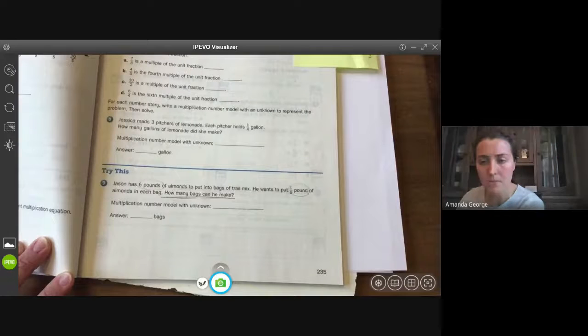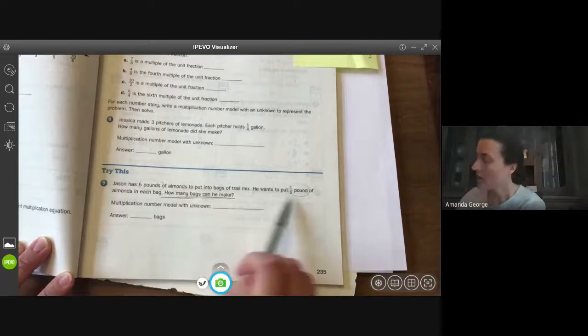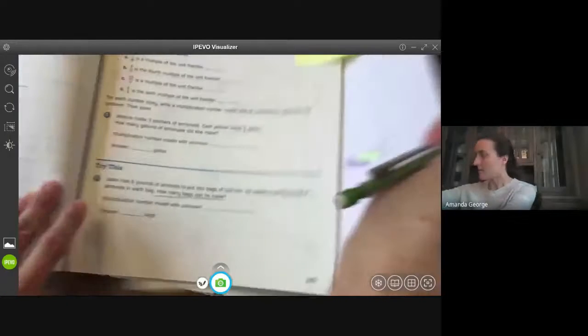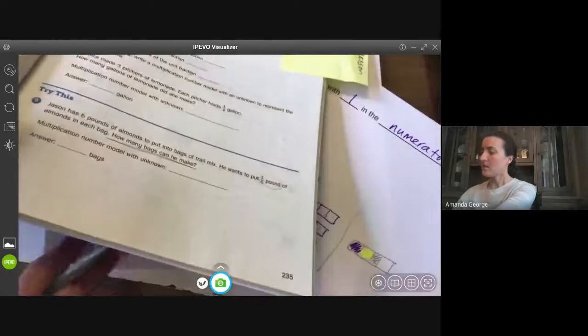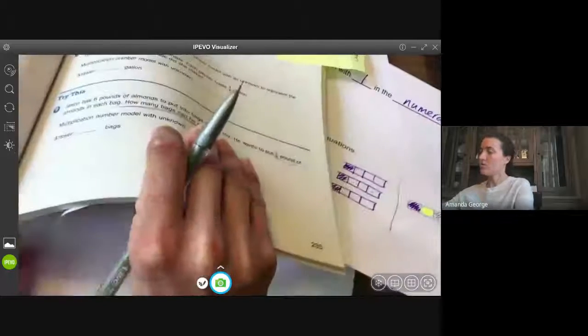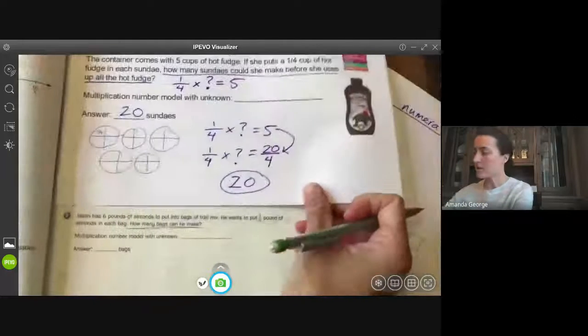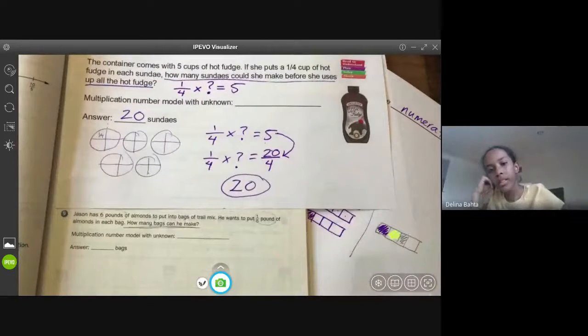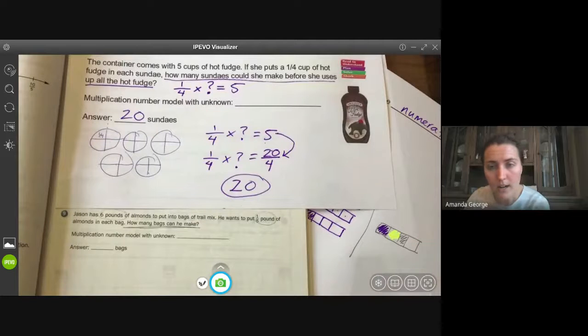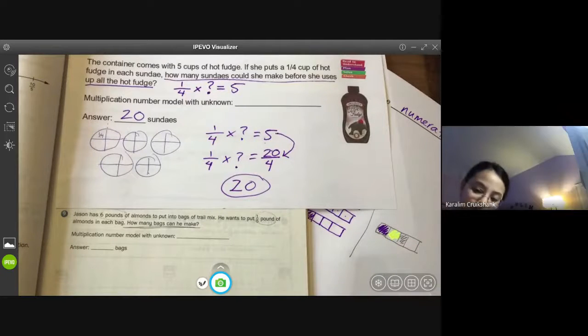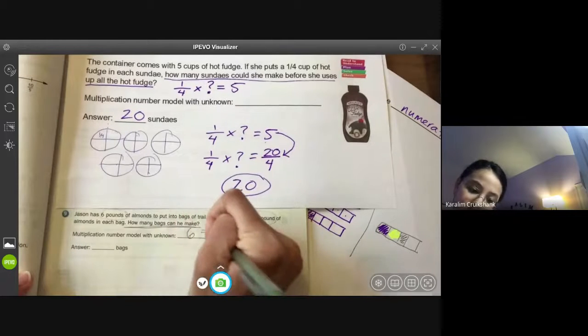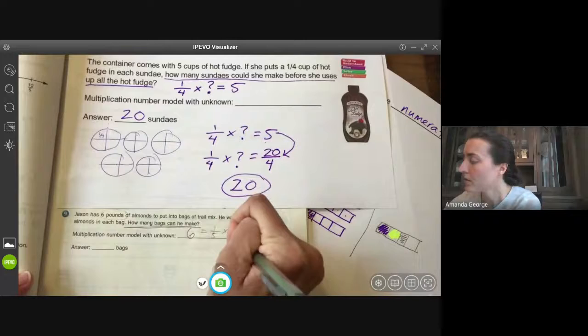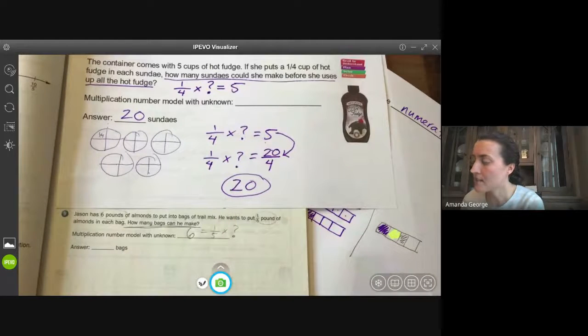Could anyone tell us the multiplication equation you'd set up to show this problem? I'm going to pull back up this one so we can be thinking about how we just did that one. What would be the multiplication equation you'd want to set up here? Carlum, you got an idea? Yes. So you could do 6 equals 1 over 5 times question mark. Beautiful. 6 equals 1/5 times something.